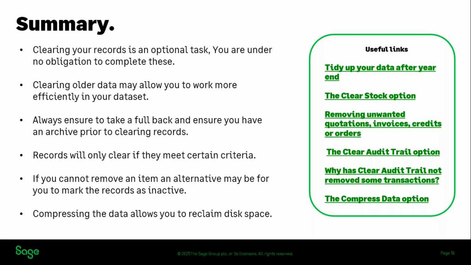Always take a backup of the data. And my recommendation would also be to take an archive of the data for reporting purposes prior to clearing any of the records that we're covering in this series. Records will only clear if they meet certain criteria. So one of the questions that's just come through is if you can't delete it due to another bit of criteria, then you'll need to investigate where it's linking to. So if it's a customer, is it linking into a project module? Is it linking into Go Cardless? So you may need to explore that, because until it meets that criteria, it's not going to remove.